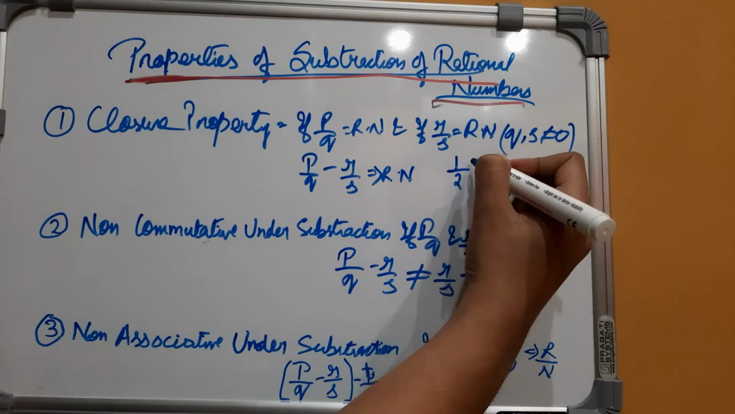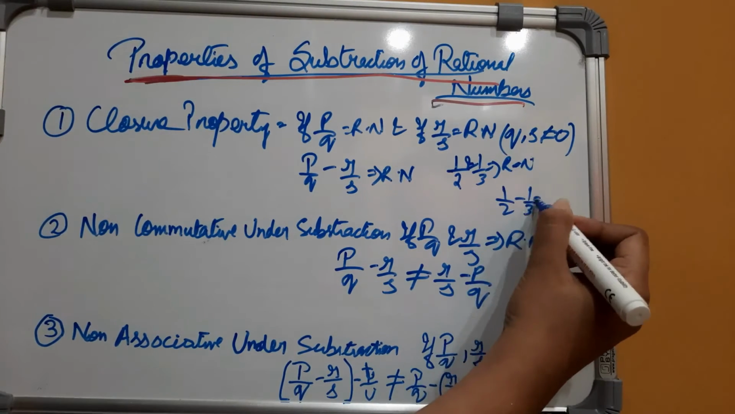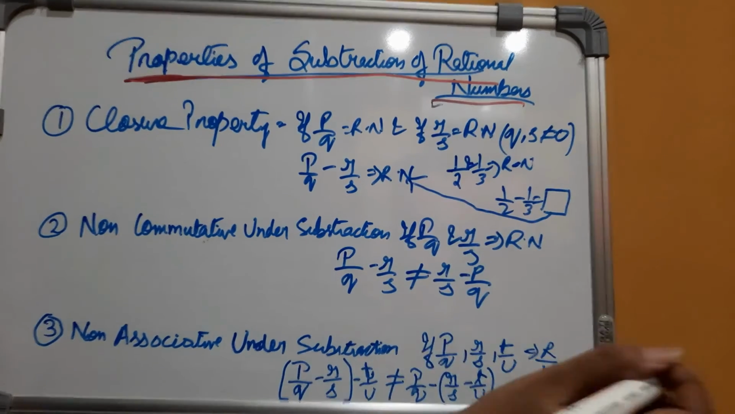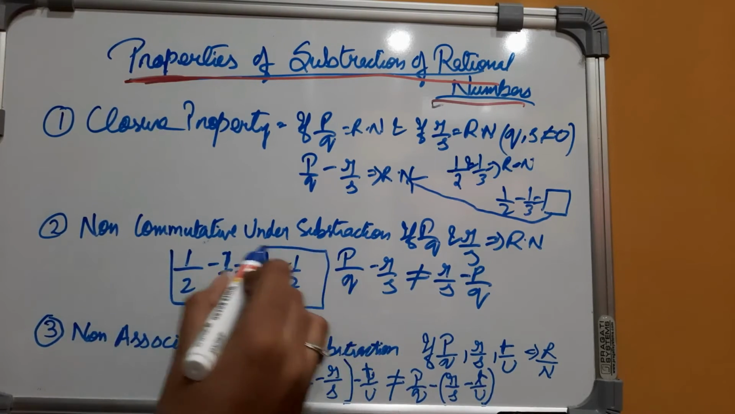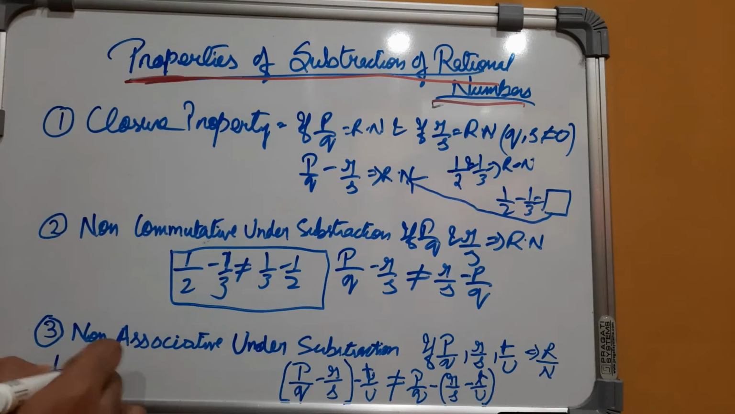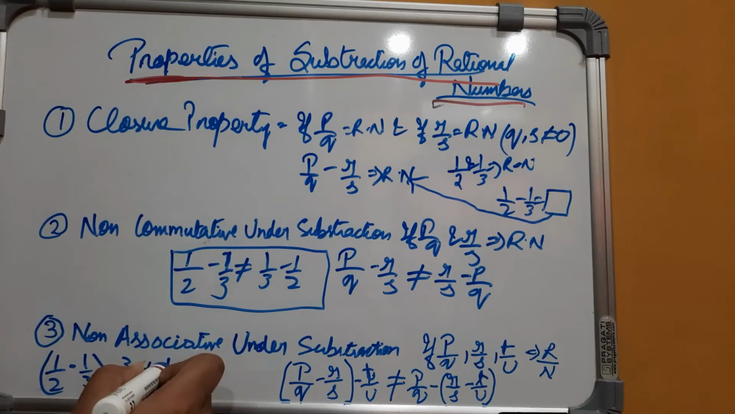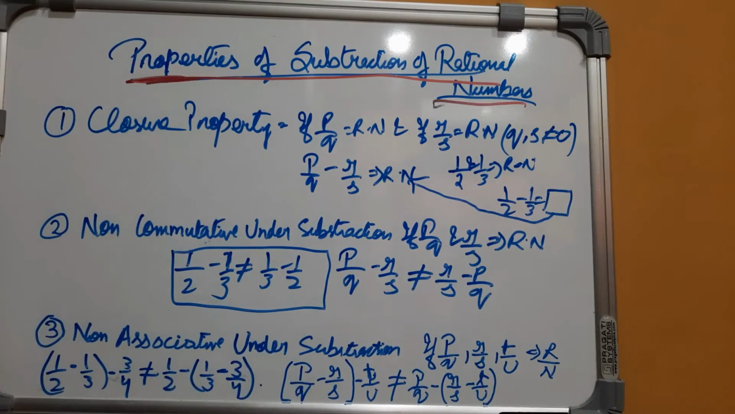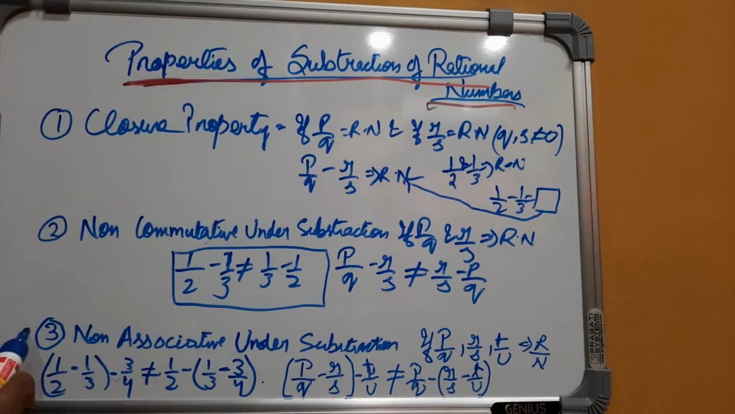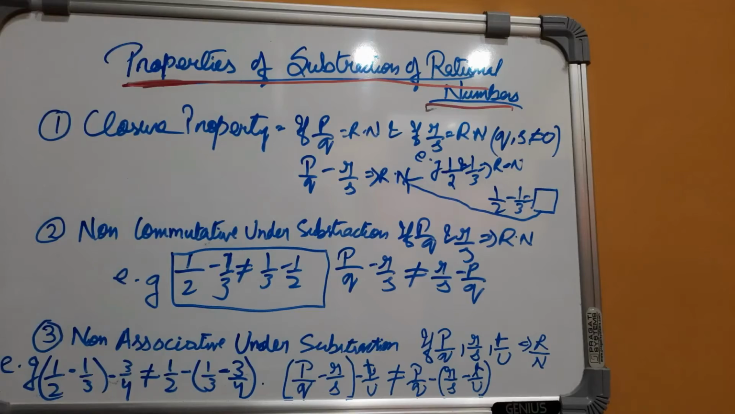For example, 1 by 2 and 1 by 3 are rational numbers, so their subtraction, whatever the result is, will also be a rational number. Now 1 by 2 minus 1 by 3 will not be equal to 1 by 3 minus 1 by 2. Now 1 by 2 minus 1 by 3 minus 3 by 4 won't be equal to 1 by 2 minus, in bracket, 1 by 3 minus 3 by 4. All these won't be equal. This is totally different in the case of addition, and in the case of subtraction it is totally different.